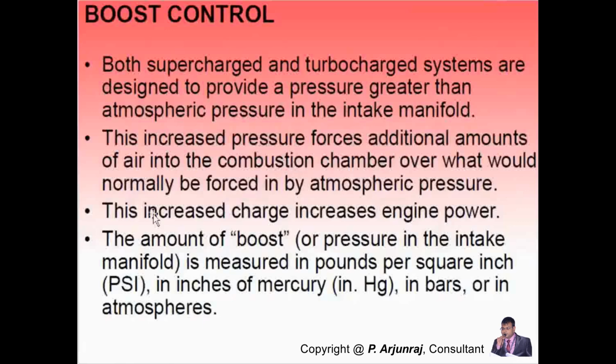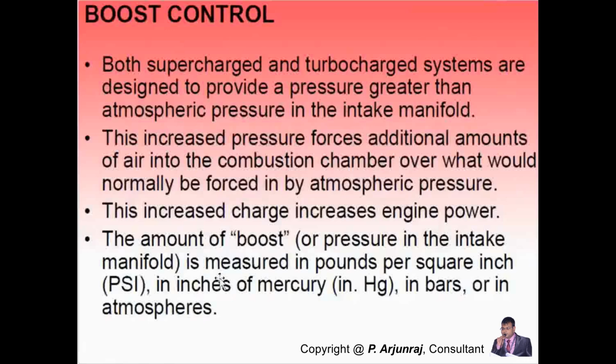This also I told you. And this will also increase the charge density of your engine, and this will increase the engine power. This also I have told you. And here, the amount of boost, or the boost pressure, I told you the boost pressure. I also gave you the comparison between variable geometry turbo and the normal turbo.